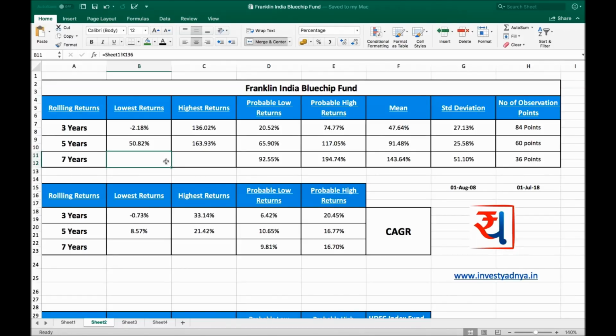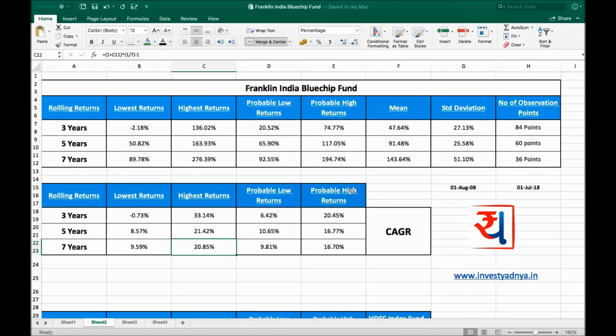In 7 years, the lowest return this fund has given is 89.78% and the highest return is 276.39%. If we convert these absolute numbers into CAGR, the lowest CAGR this fund has given for a 7-year investment horizon is 9.59%, and the highest CAGR this fund has given for a 7-year period is 20.85%. So this is the gist of this fund.